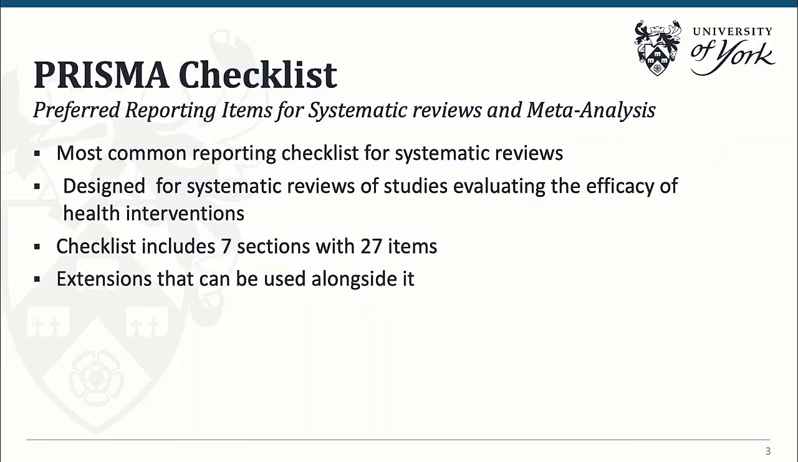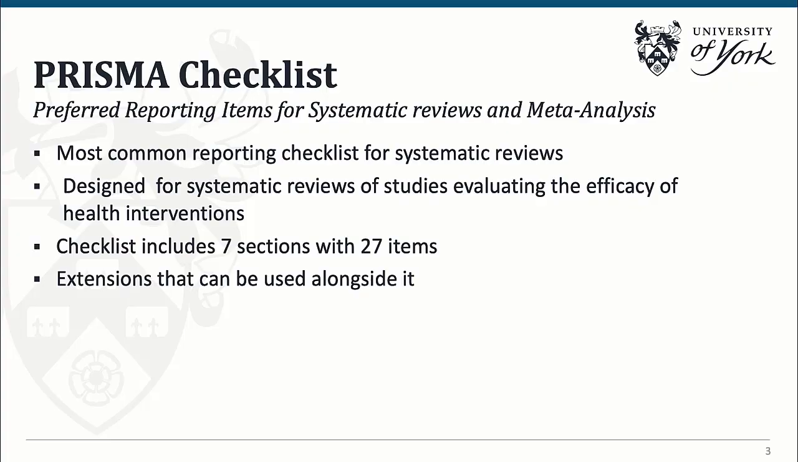But by far the most common and most relevant for this course is the PRISMA checklist. And this stands for the Preferred Reporting Items for Systematic Reviews and Meta-Analyses. The PRISMA checklist was designed primarily for systematic reviews of studies that evaluate the effects of health interventions, irrespective of the design of the included studies.